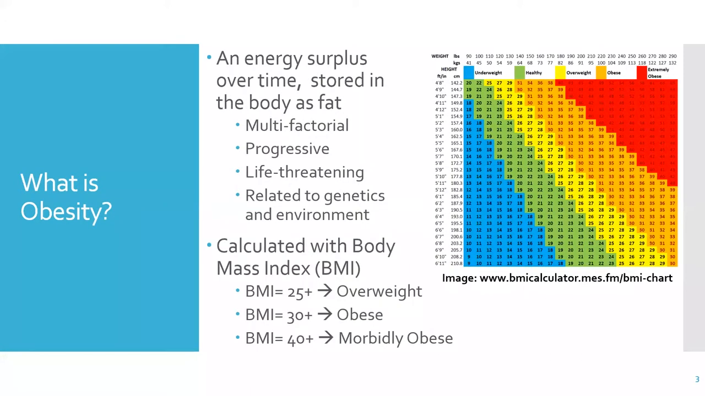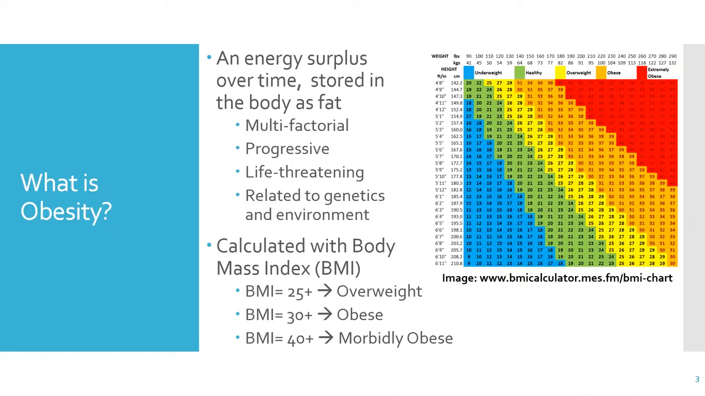So, what is obesity? According to the American Association of Family Practitioners, obesity results from an energy surplus over time that is stored in the body as fat. Obesity is a disease that is multifactorial, progressive, life-threatening, and related to both genetics and environment. I wanted to repeat one key point in that definition I just gave you, that not everyone may understand. Obesity is considered a disease.